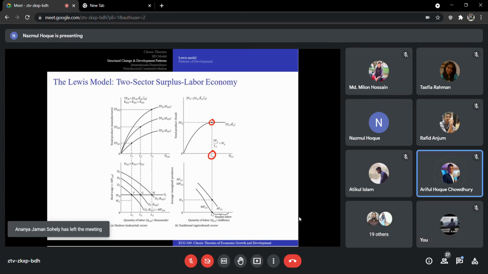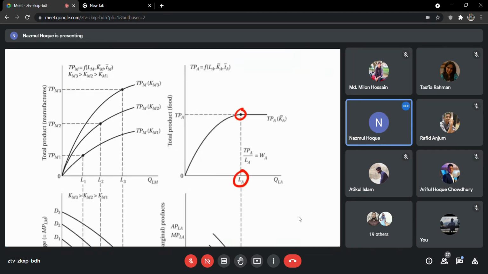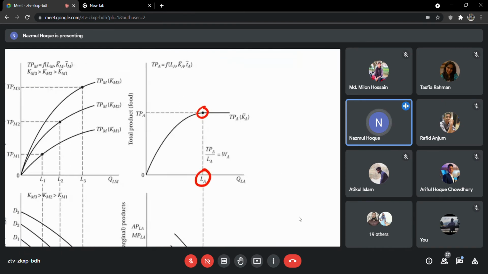Sir, can you zoom the picture? Yeah, let me see if I can do that. Is it better? Yes, sir.